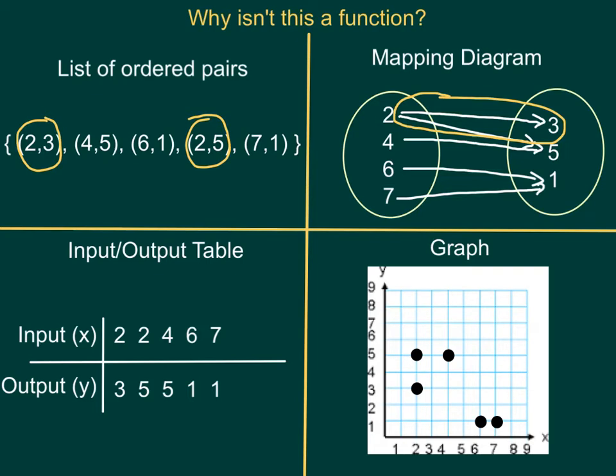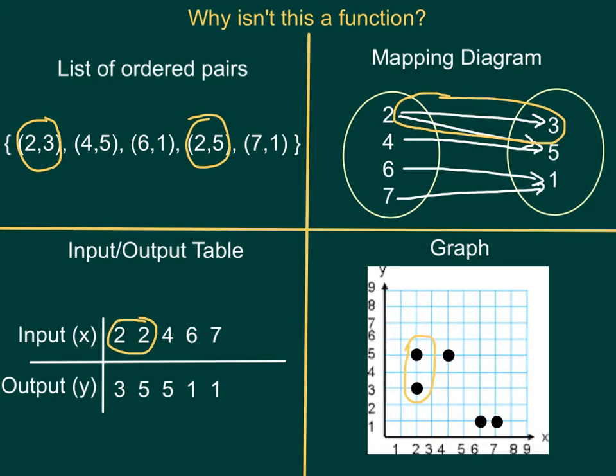In the input-output table, my 2 is repeated. And that's not a good sign, because once again, that means that I have the same input with 2 different outputs. Not okay. And then finally, on the graph, remember that my input is my x. And here I have 2 points that have the same x value, 2, 3 and 2, 5. Once again, by repeating it, it makes me run into some trouble.